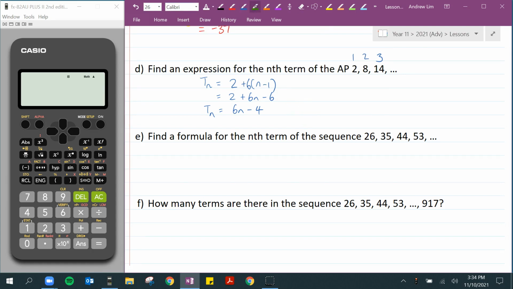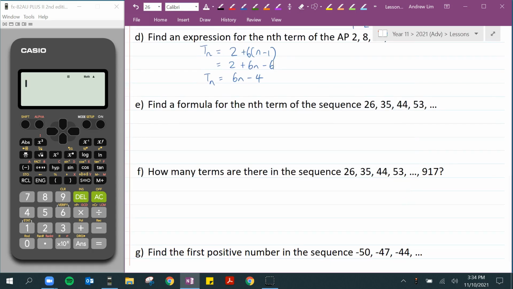Alright, question E. Find the formula for the nth term of the sequence 26, 35, 44, 53, etc. Alright, so the nth term is equal to A plus n minus 1 times d. Well, what's the common difference? It looks like we're going up by 9, or 35 minus 26, that's 9.